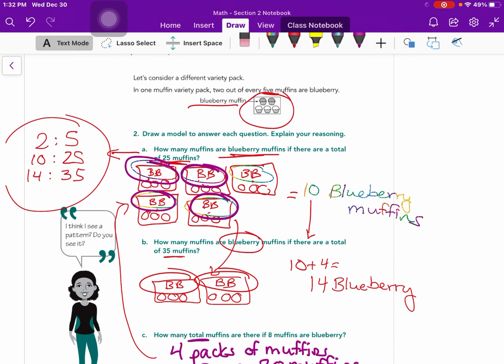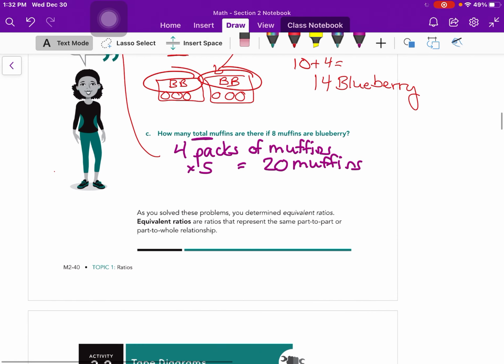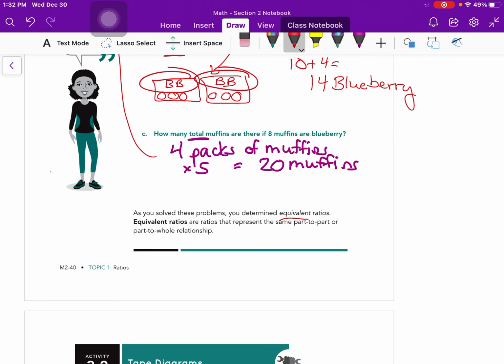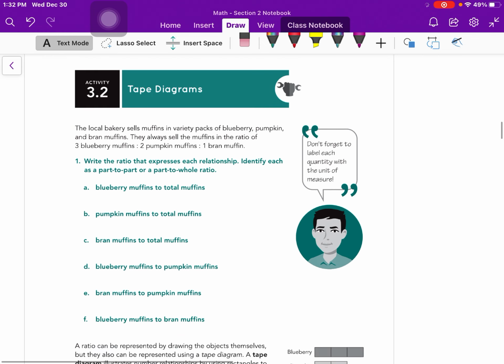All of these are equivalent ratios, and that's what it says right down here. As you solve these problems, you determine equivalent ratios. Big words. And they're ratios that represent a part to part or a part to whole. Let's move on. Another way to represent equivalent ratios is by using something called a tape diagram. All right, so let's see what those are.